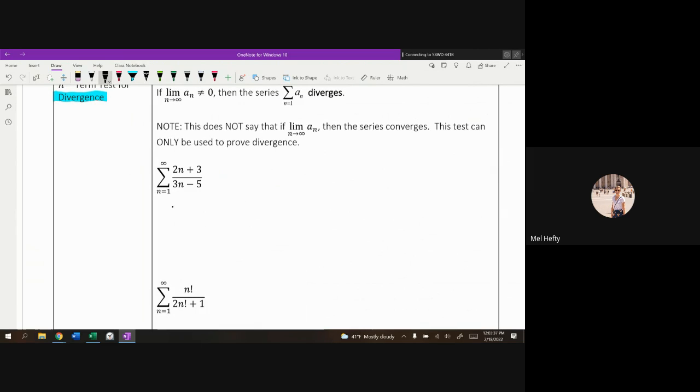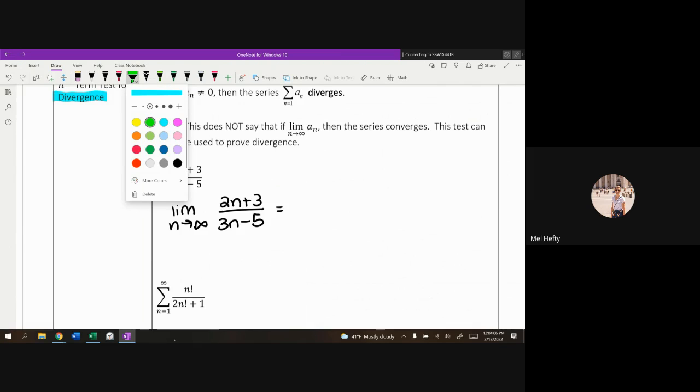So we're going to take a limit of the nth term. When I say the nth term, I mean the thing inside the series: 2n plus 3 over 3n minus 5. If you were wondering why we spent so long on limits, here we are. All right. Anyone remember how to evaluate a limit like this? Yes? How do I do it?